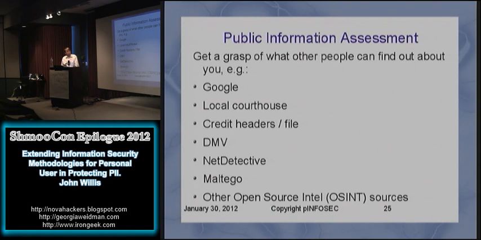And then the fun part, the whole OSINT part: what's out there on the internet about you. Google, local courthouse, take a look there. Credit headers, credit file, motor vehicle records. Net Detective is one particular source I like. Somebody else turned me on to Maltego, which I haven't quite figured out how to use right. And of course there are other OSINT sources.